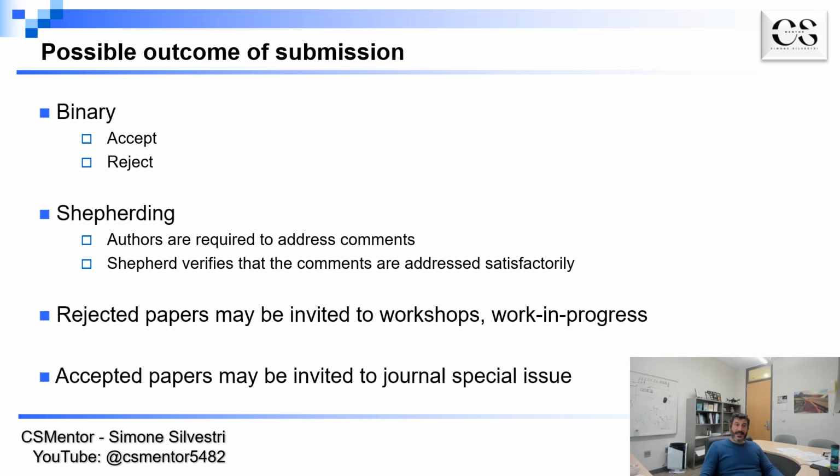Some conferences have an additional step, which is called shepherding. And here the idea is that you want to make sure that the authors address the comments that are specified by the reviewers in their reviews. Because once a paper is accepted, there is not really a quality check to make sure that the authors are going to do anything to address those comments. So the shepherding is there for that purpose.